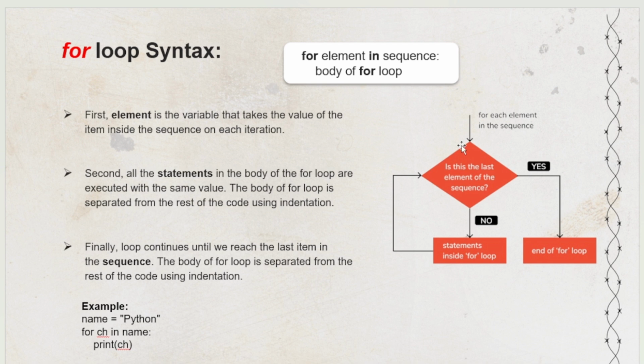Let's understand the for loop with the flow chart. Looking here, is this the last element of the sequence? There are two possibilities, yes or no. If no, that means it iterates again and again till the last element. If it is the last element of the sequence, then yes, it is the end of the loop and it terminates.